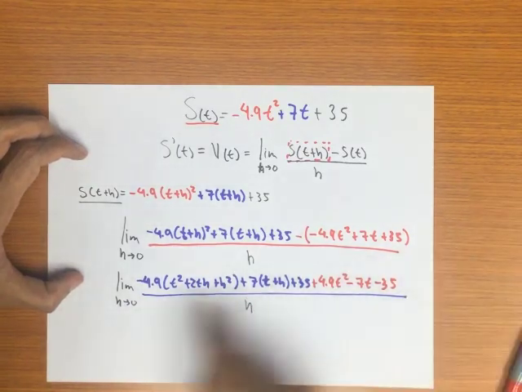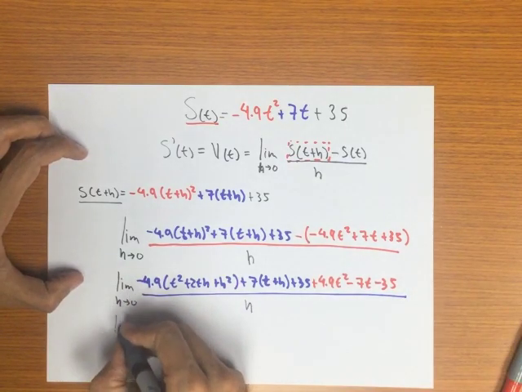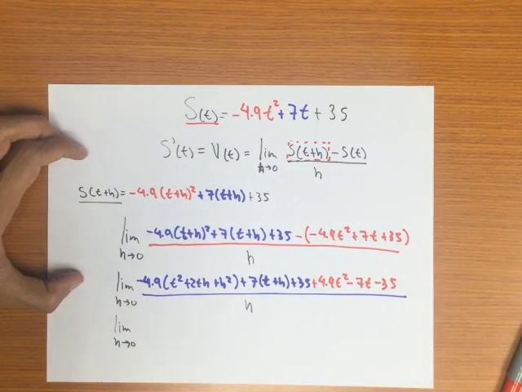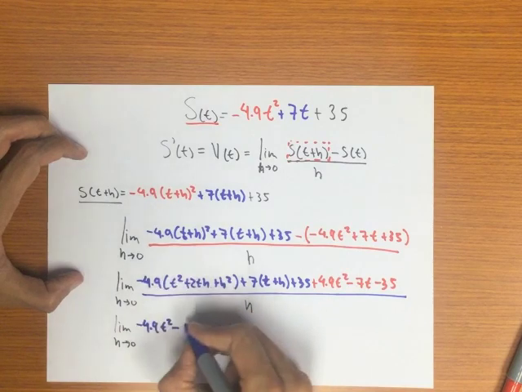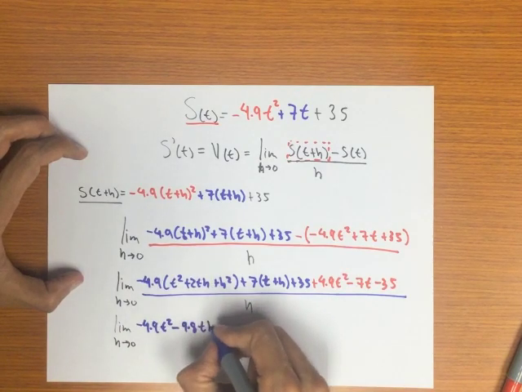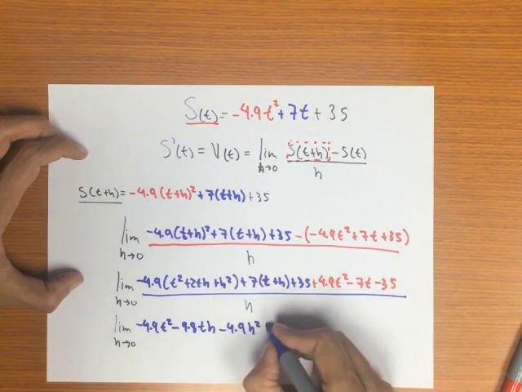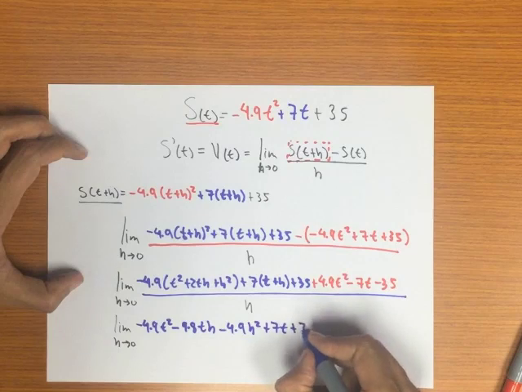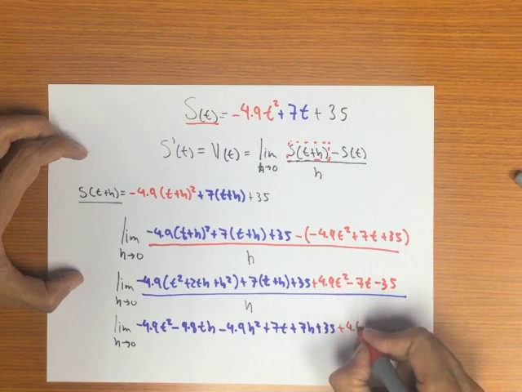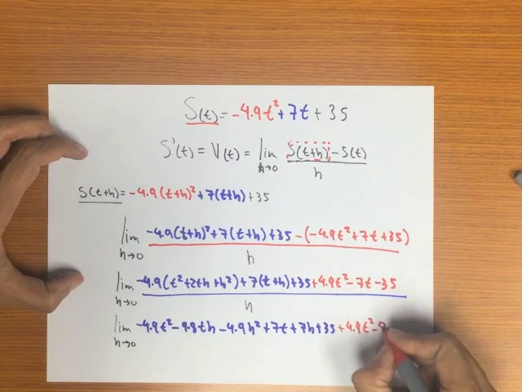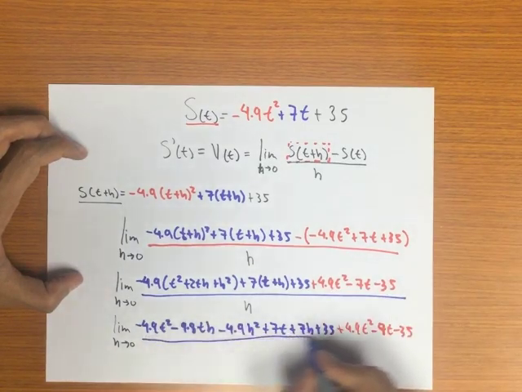If you now multiply this value times each of the terms inside the function, you will have the limit when h approaches 0 of negative 4.9t squared minus 9.8t times h minus 4.9h squared plus 7t plus 7h plus 35 plus 4.9t squared minus 7t minus 35, and you are dividing all of this expression by h.